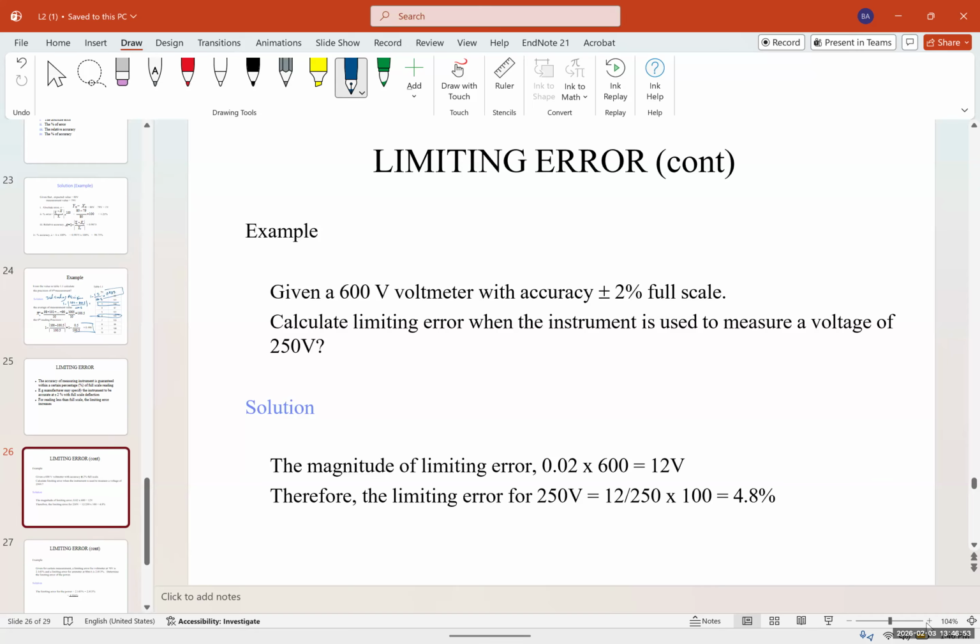Let me give you another example. Imagine that we have an 800 volt voltmeter. The accuracy is plus or minus 3%. And we want to calculate the limiting error when the instrument is used to measure a voltage of 300 volts. Again, an 800 volt voltmeter, accuracy is plus or minus 3%, and we want to find the limiting error when the instrument is used to measure a voltage of 300 volts.